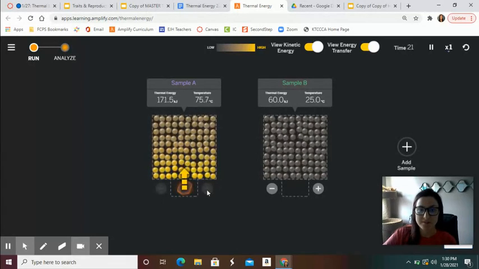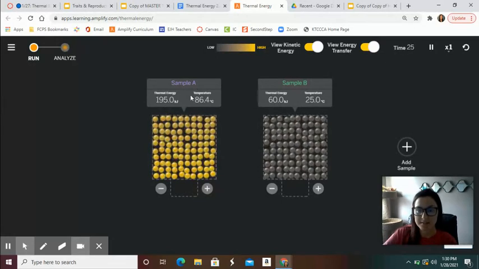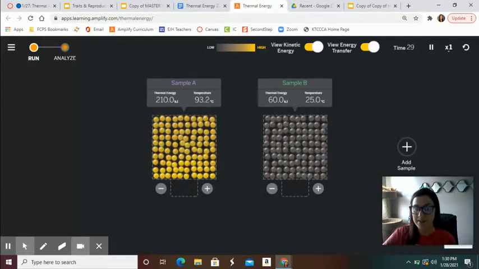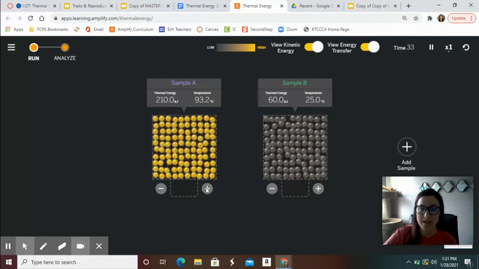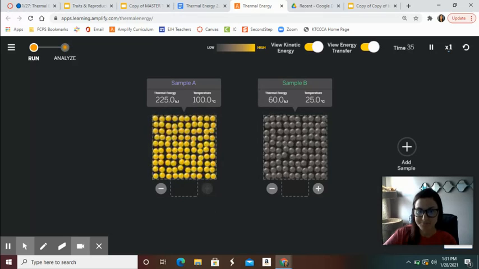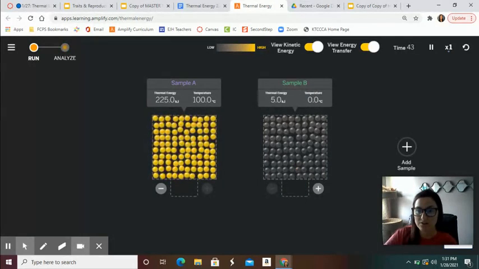You can also see that when I click the plus, my thermal energy increases, and so does my temperature, because there's more movement. The faster these molecules are moving, the more energy I have and the higher my temperature is. Over here, I'm going to make this one colder, and you can see the energy is leaving and being transferred out, so my energy is going down and my temperature is going down.